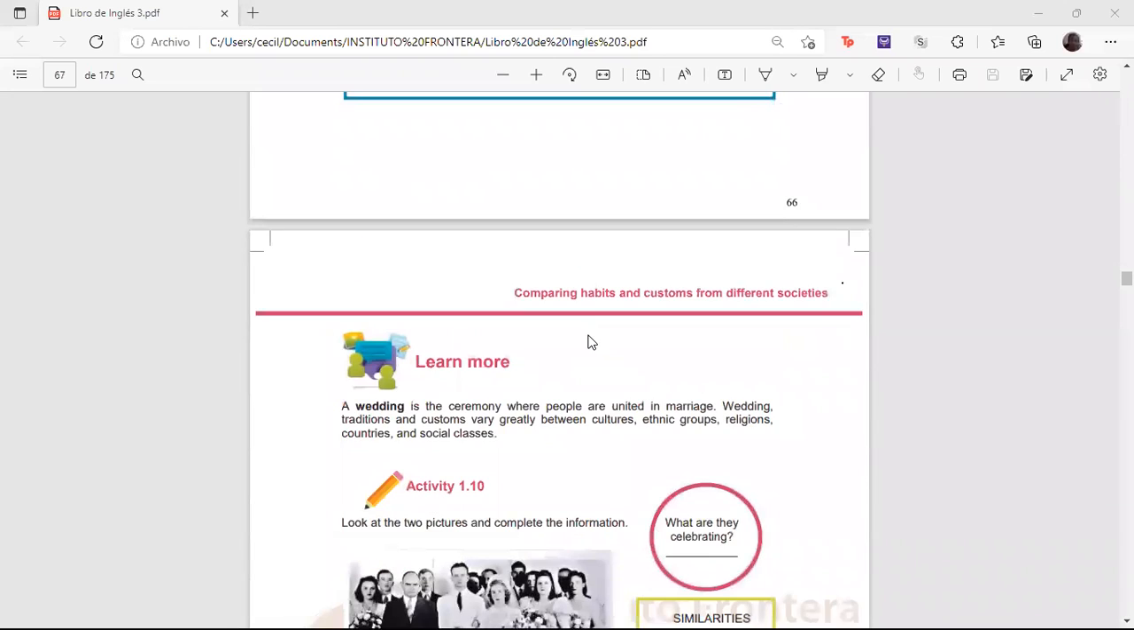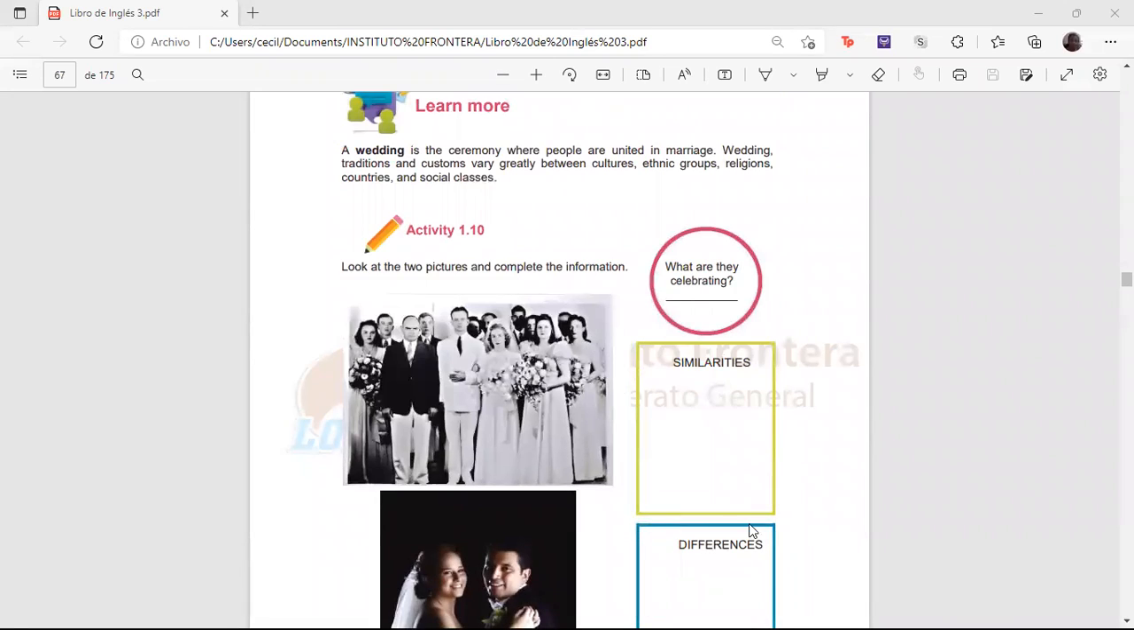Entonces, continuando esta parte, observen bien. Nos mencionan similars and differences. Similars is something that is equal. Different is something opposite of everything.